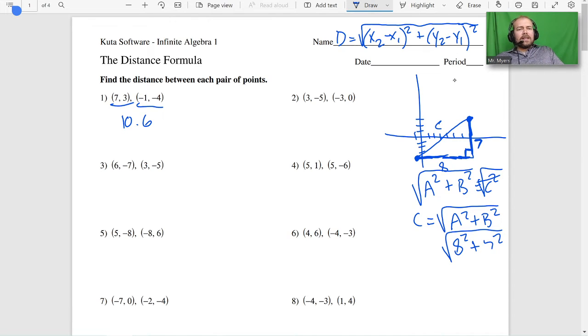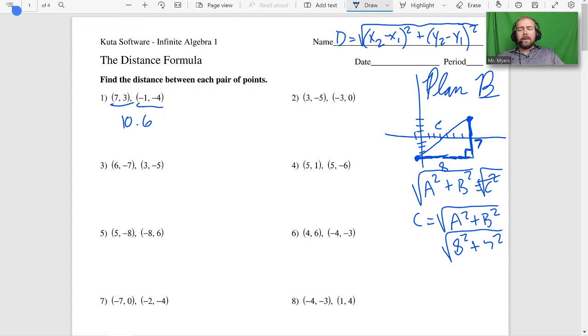But this is really the backup. It takes a little bit longer to draw it all out, so it's not as fast as just using the distance formula. But this is a pretty good plan B. I would call this a good plan B. Plan B.